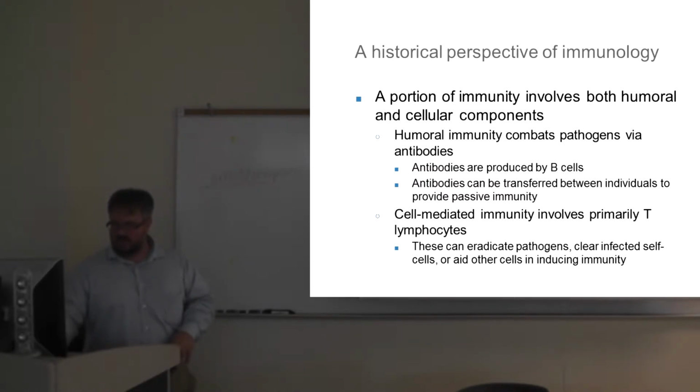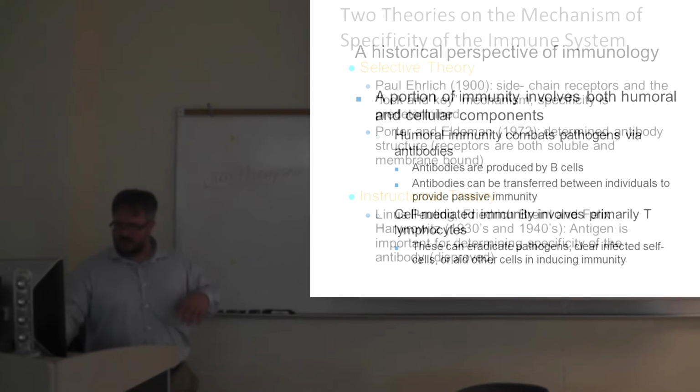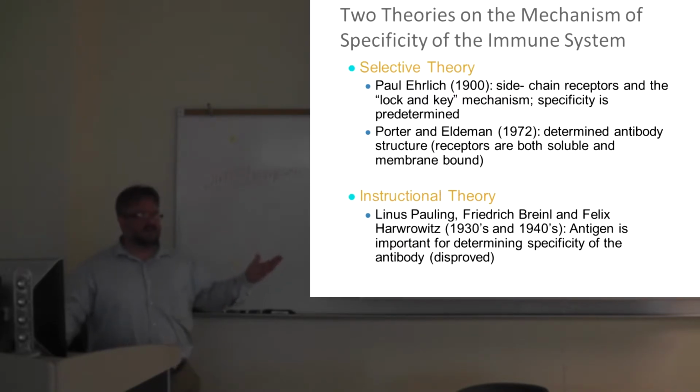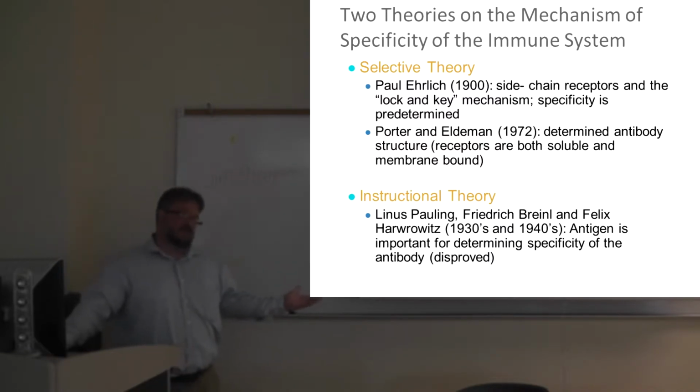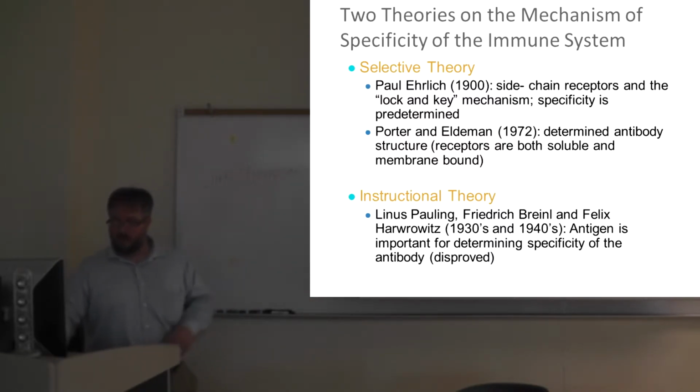So T cells go around, and if you think about it, it's really nice that we have both of those, because we have a lot of different kinds of pathogens. Some pathogens antibodies work better on, and some pathogens T cells work better on. So it's good that we have both.